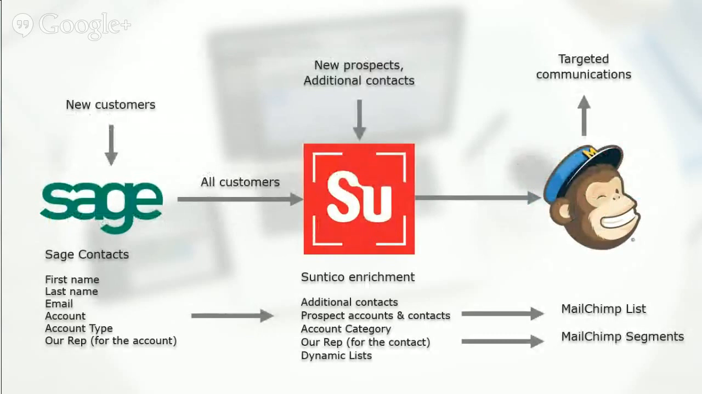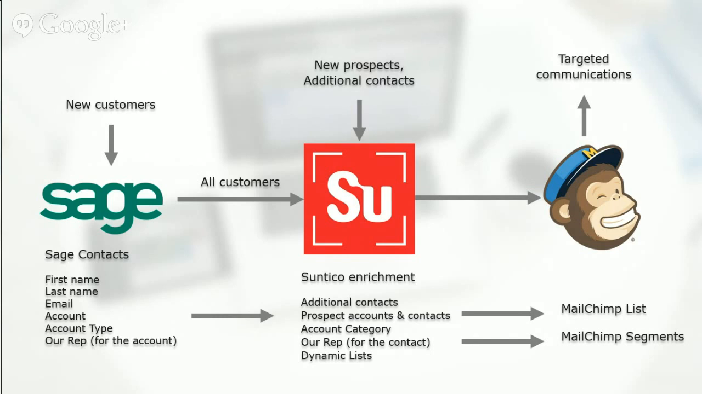there's a more detailed diagram here, and really what I'm illustrating is what we do and how we help you facilitate all of this. On the left-hand side, we have your Sage 50 system, and out of that, into Suntico, we pull all of your Sage contacts: first name, last name, email, the account they're working within, the account type, and the sales rep that looks after them, as well as any tags that we offer you the facility. Oh, sorry, I'll come on to that in a second.